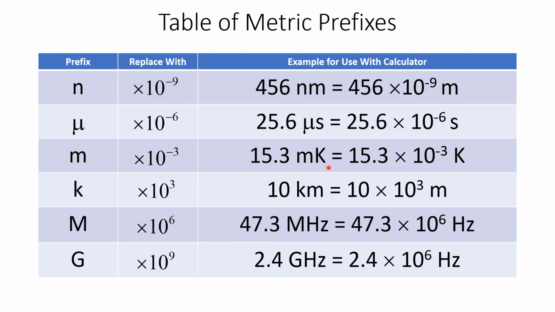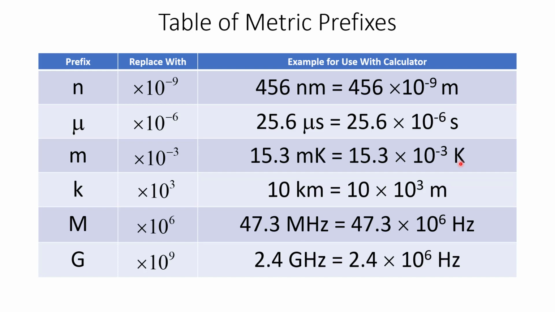Here I use it as a milli, mK. K is the metric system abbreviation for Kelvin. So this would be 15.3 millikelvin. That would be a very cold temperature. And so you replace the lowercase m with times 10 to the minus third, and 15.3 times 10 to the minus third Kelvin is what that would be.